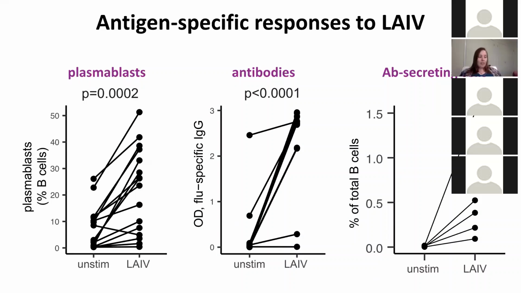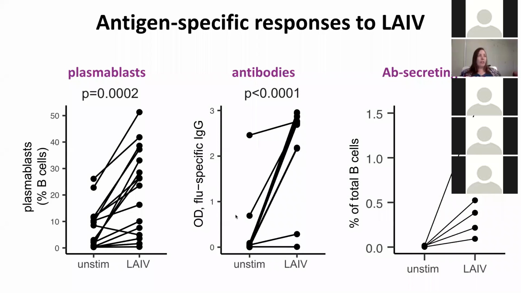Having seen these macro differences in the structures of the organoids, we then went on to characterize various features of the response. So we looked by flow cytometry for evidence of B cells differentiating into plasmablasts. And you can see on day 7 of the response that the flu-stimulated cultures are producing substantially more plasmablasts than unstimulated control cultures from 15 different donors.